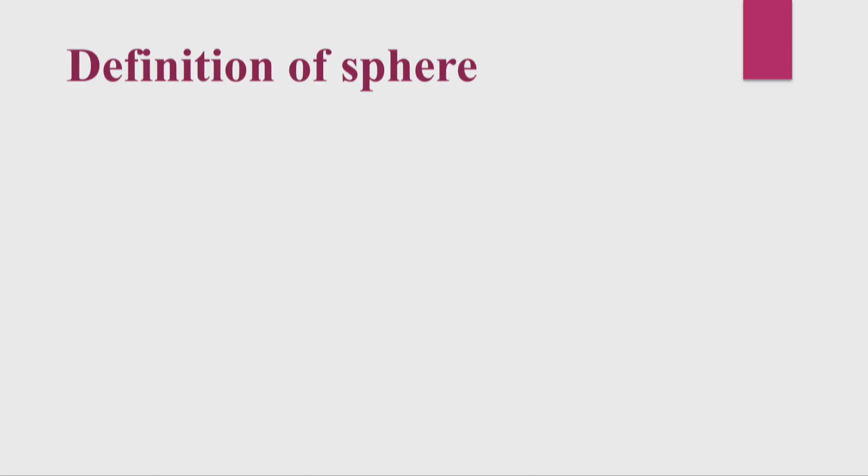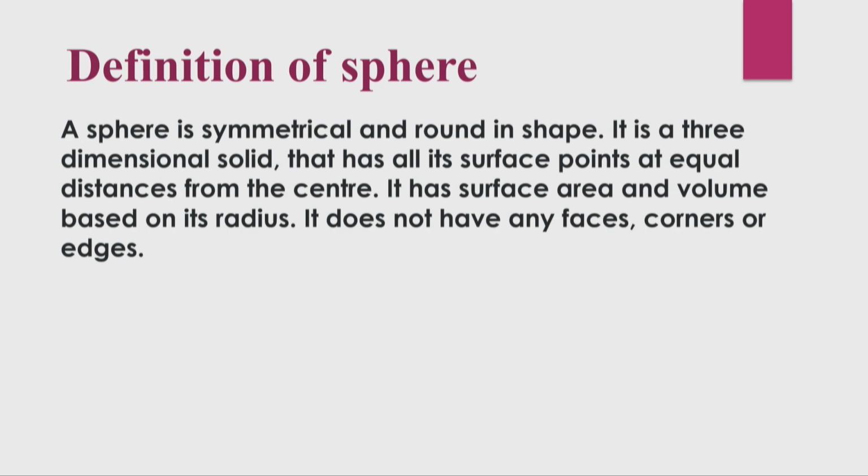Today we are going to learn how to calculate the volume of a sphere and a hemisphere. So let's begin. Let's start with a definition of sphere. A sphere is symmetrical and round in shape. It is a three-dimensional solid that has all its surface points at equal distances from the center.